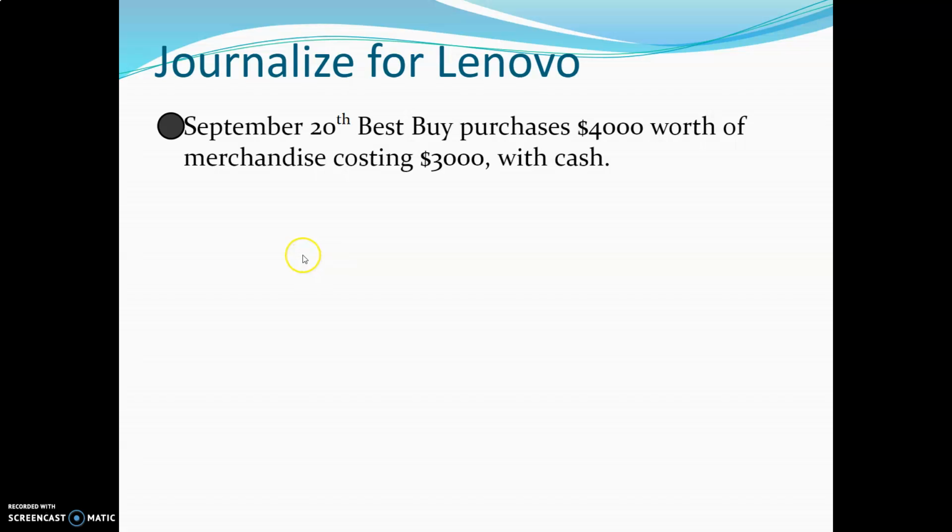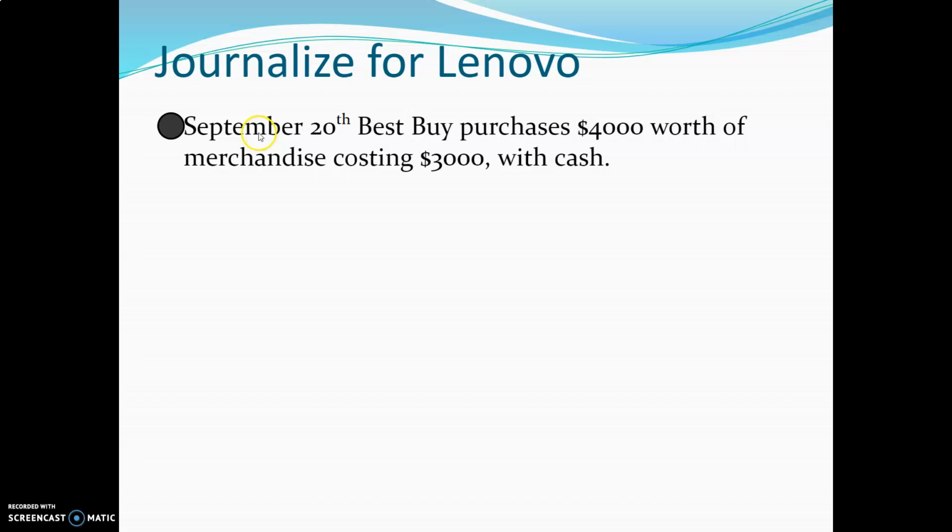All right, let's jump right into a new example here. Journalize for Lenovo. In this case, Lenovo is making a sale of some goods. So September 20th, Best Buy purchases $4,000 worth of merchandise costing $3,000 with cash. And we've tried to simplify this. There will be 2 entries involved, and I'd encourage you to pause and see if you can figure this out on your own before you see the answer.